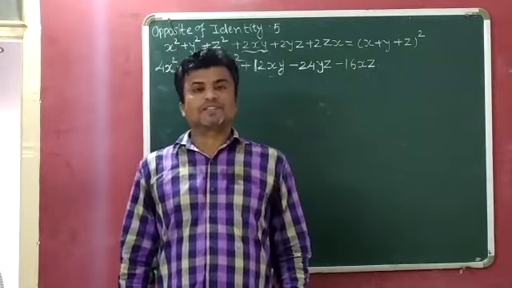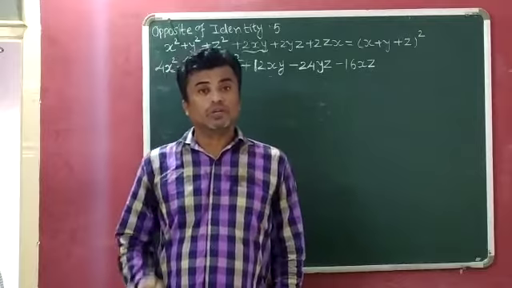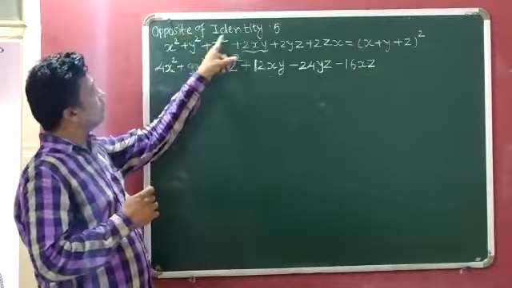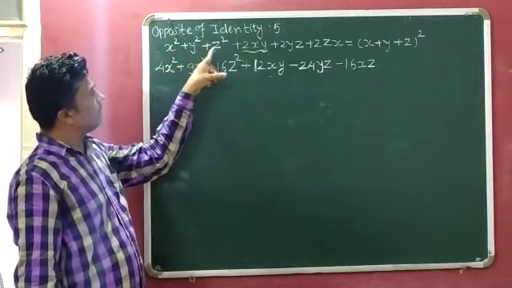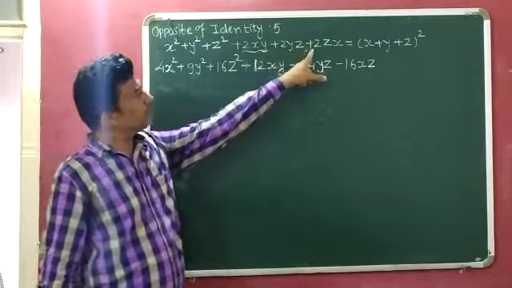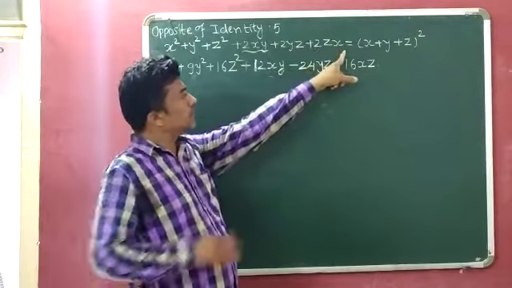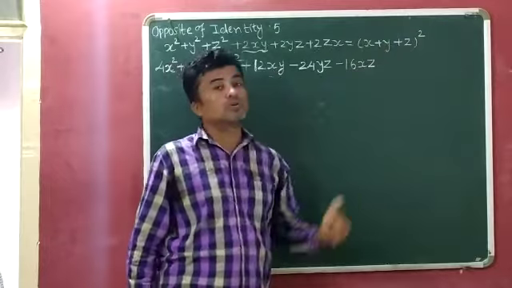Good morning, students. Today we will discuss algebraic identity number 5. So see children, identity number 5: x square plus y square plus z square plus 2xy plus 2yz plus 2zx is equal to, in the bracket, x plus y plus z whole square.